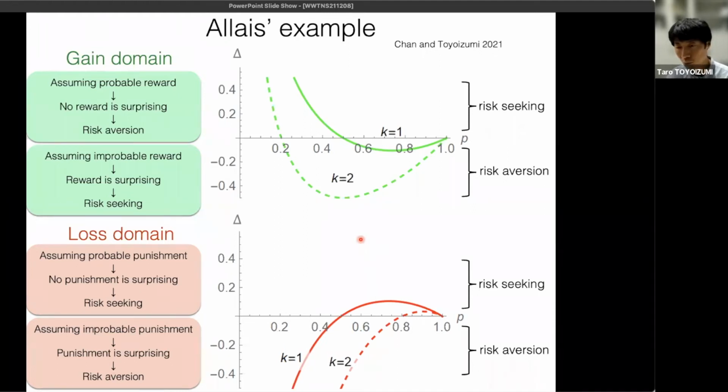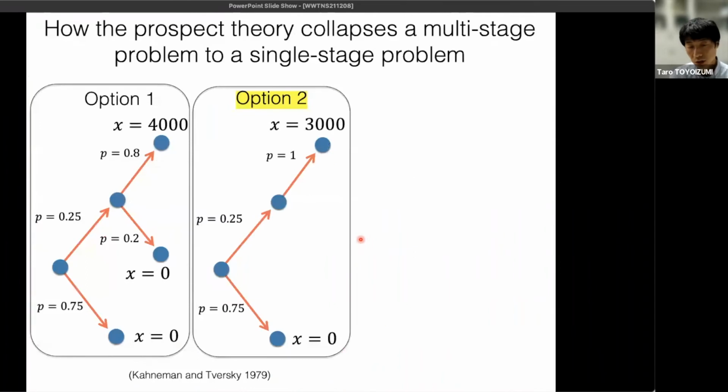So what about more complex decisions, or more realistic decisions? Next we talk about a more complex decision-making scenario that involves multiple stages, in this example 2 stages. And actually, this is an example taken from Kahneman and Tversky's prospect theory paper. So let me introduce you to these options.